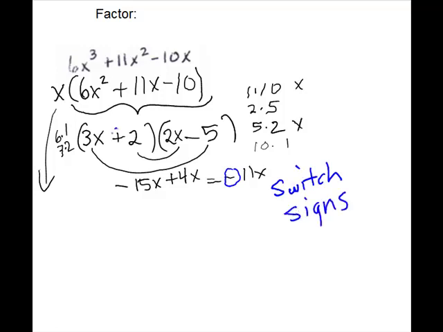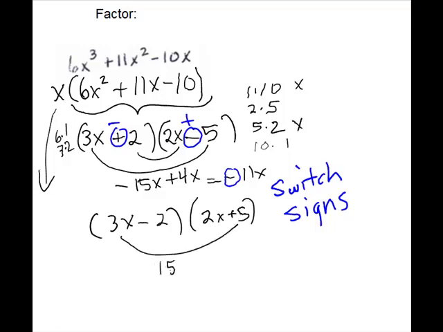So my 1 that is plus should have been the minus. My 1 that's minus should have been the plus. I'll rewrite it. 3x minus 2 and 2x plus 5, just to double check. There's a 15x. Minus 4x is 11x. And that works. Don't forget to include that x that you took out originally with your answer.